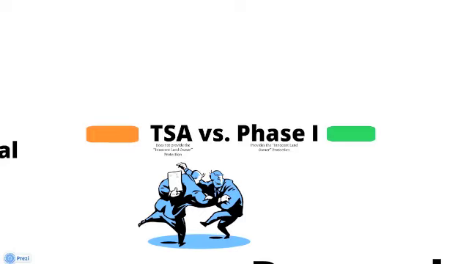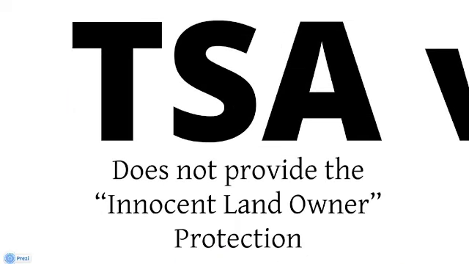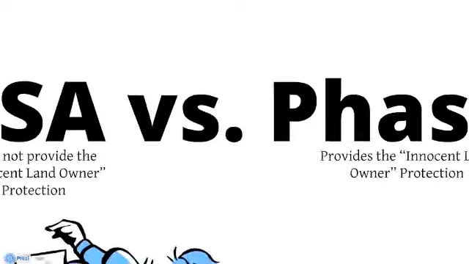TSA and Phase 1 reports are the most requested environmental due diligence. Often people don't understand the difference between the reports. TSA reports do not provide any type of environmental liability protection. They are used for low-risk properties where the history of the site is known. This is typically the lowest form of due diligence accepted by commercial lenders. If an environmental issue is found in the future, the owner could still be liable to clean up the contamination.